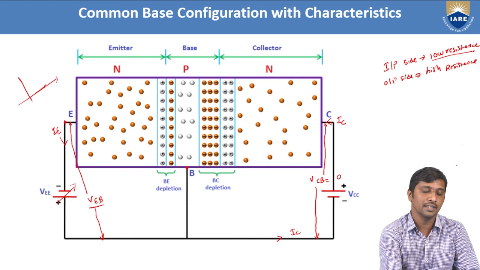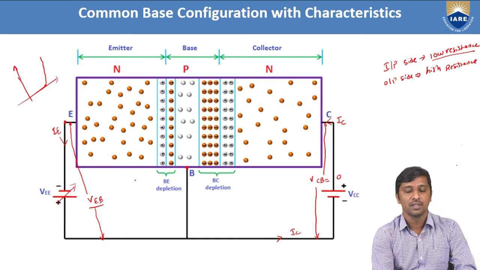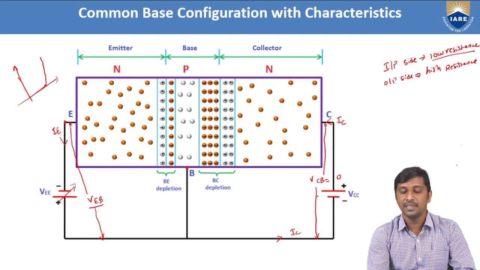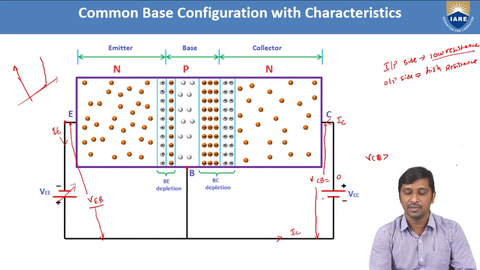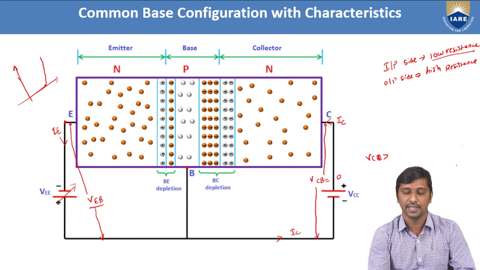When it reaches the cut-in voltage, it starts conduction, hence the current increases linearly here. So the same characteristics are observed using these input characteristics. But what happens if VCB is increased from 0, meaning VCB is greater than some value? If VCB is increased from 0, we are increasing the reverse voltage.